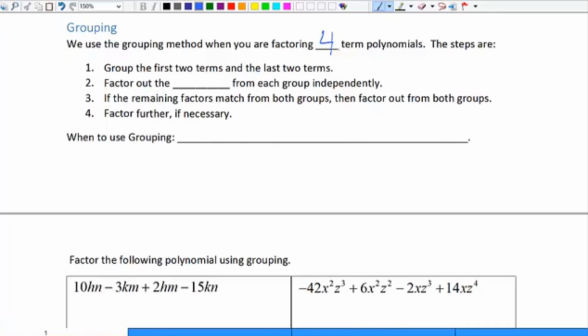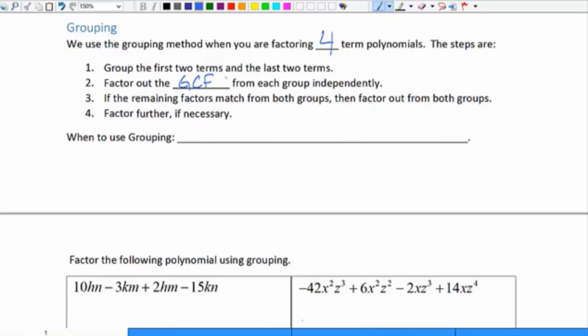Step 2, factor out the GCF from each group independently. So factor out the GCF for the first 2 terms, and then factor out the GCF for the last 2 terms. If the remaining factors match from both groups, then factor out again the GCF from both groups. Factor further if necessary.